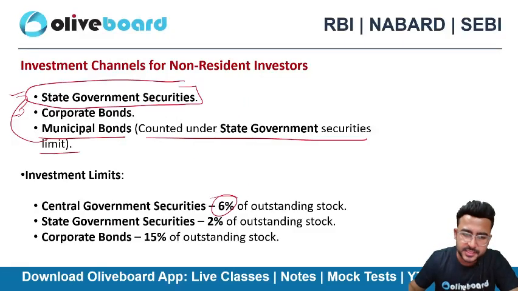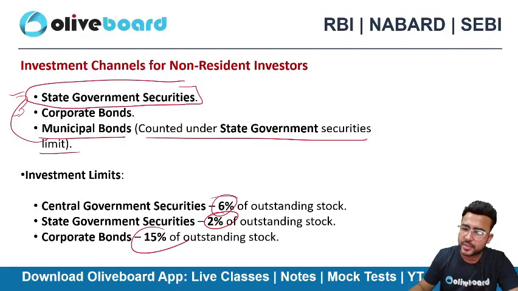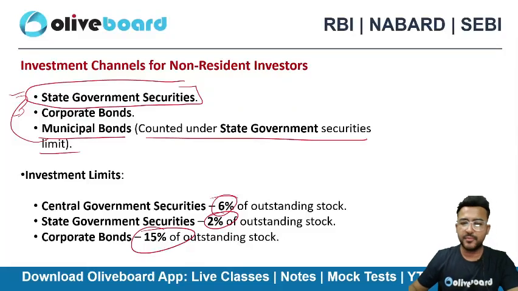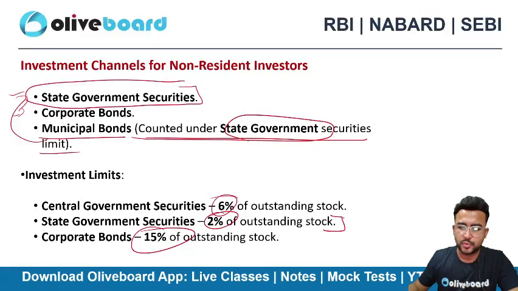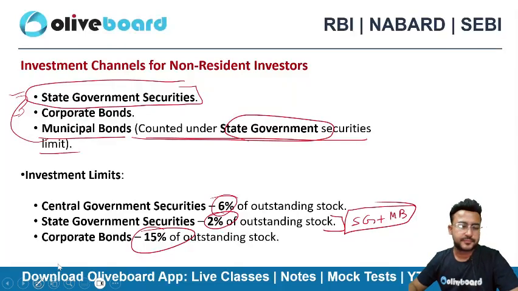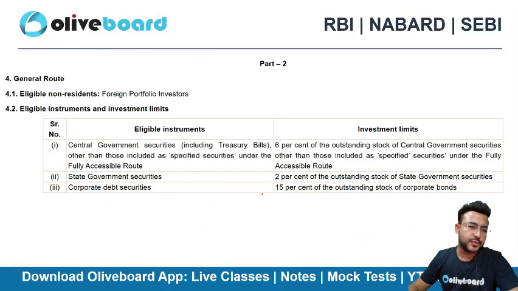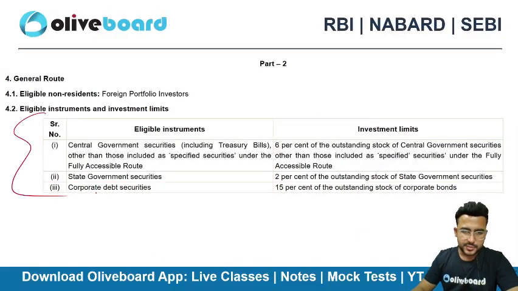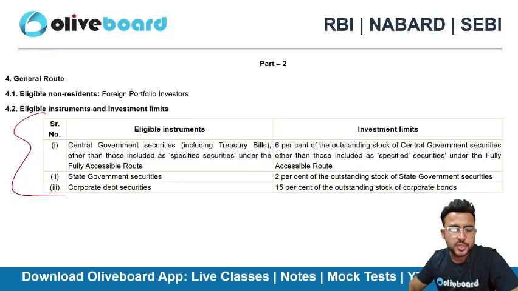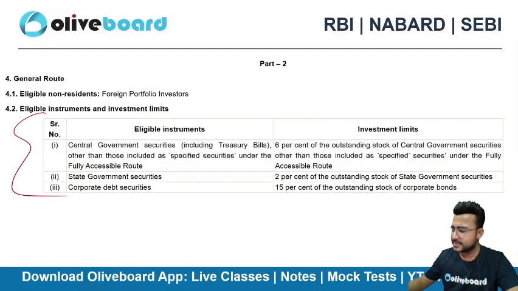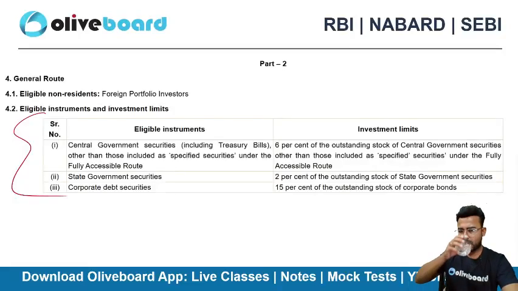Central government 6%, SG 2%, corporate bonds 15%. Sir, why is the municipal bond limit not given separately? Because they are being counted under the limit of state government, which is 2%. So this is state government plus municipal bonds, both, right? It's inclusive of both. So you can have a look here. I have pasted the screenshot from the circular as well. Whatever I have written in summarized manner is there in the circular as well.